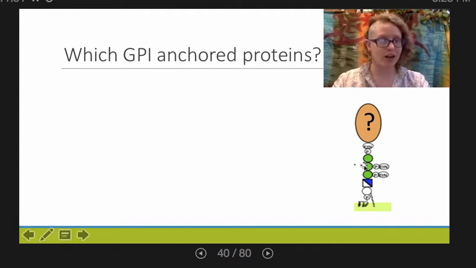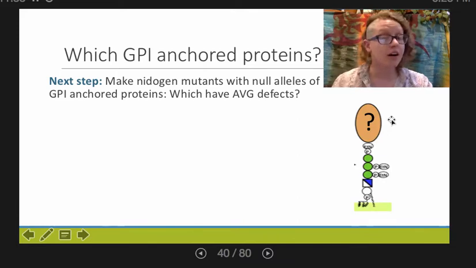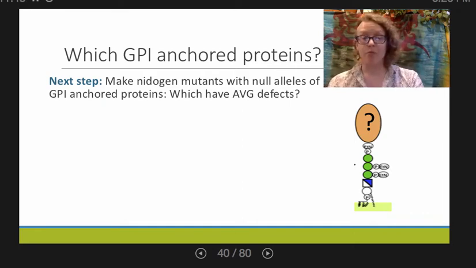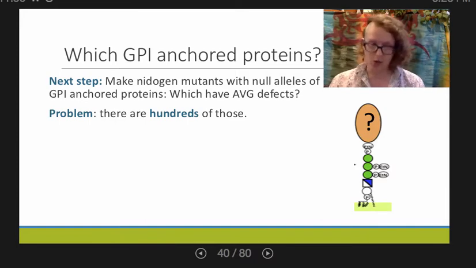What's our question mark here? Our next step is to make nitrogen mutants with null alleles of a bunch of different GPI proteins and look at their AVGs to see what's defective. Theoretically, we would start from the top. Unfortunately, it's a really, really high top. There are hundreds of these, and that's a lot of work. So we're going to try to limit them down.